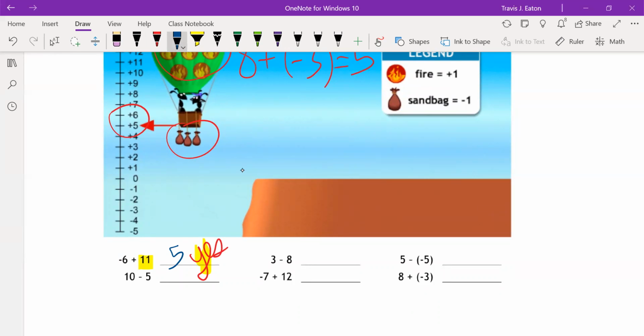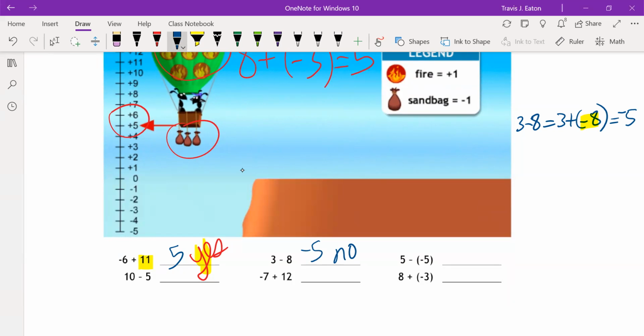How about 3 minus 8? Well, 3 minus 8 is the same thing as 3 plus negative 8, adding the opposite. 3 positives, 8 negatives. 8 minus 3 is 5, but I have more negatives, so my answer has to be negative. That's -5, and so that's a no.